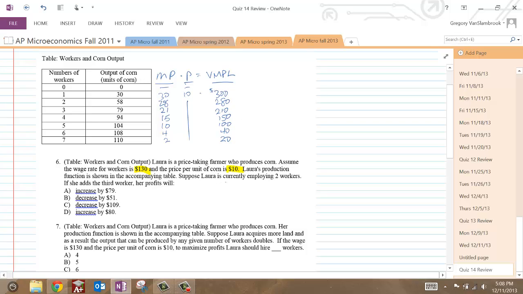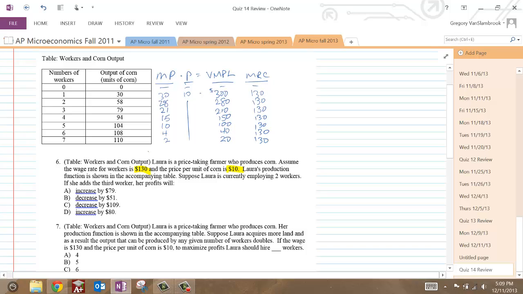So back to our question now. Laura's currently employing 2 workers. What if she adds a 3rd worker? What happens to her profits? Let's add one more column here, the marginal resource cost for each of these workers. The wage tells us that. It's $130 for each additional worker. And we're not adding $130 to itself each time. In other words, it doesn't go 130, then 260, then 390, etc. This is the marginal resource cost. Each additional worker adds an additional $130.